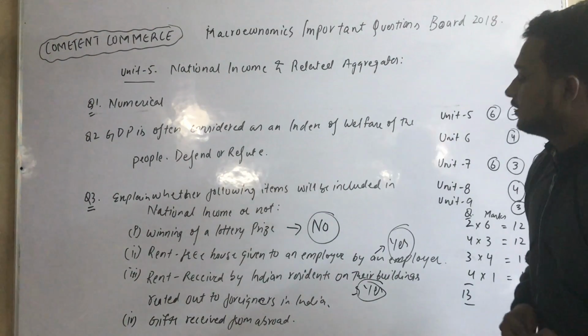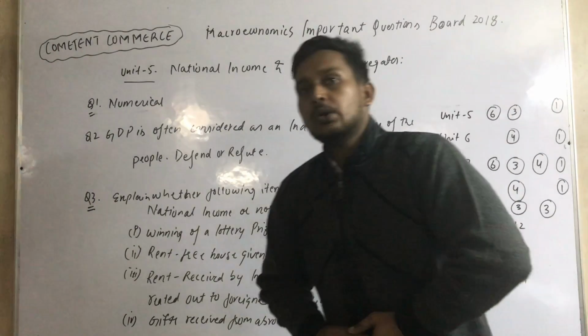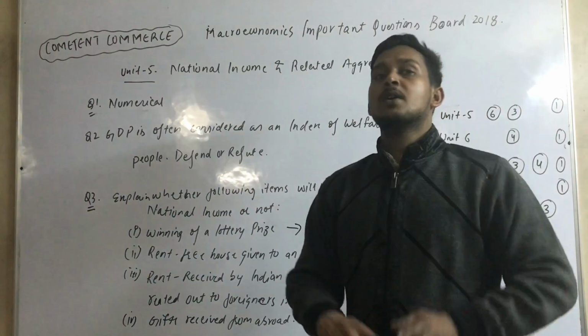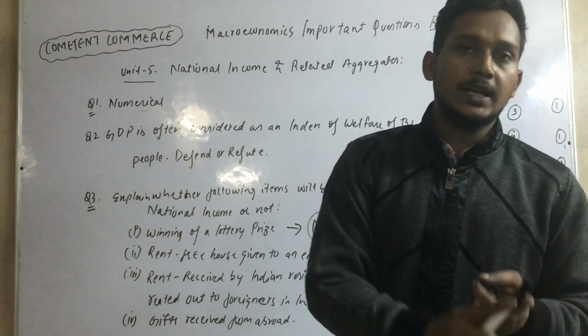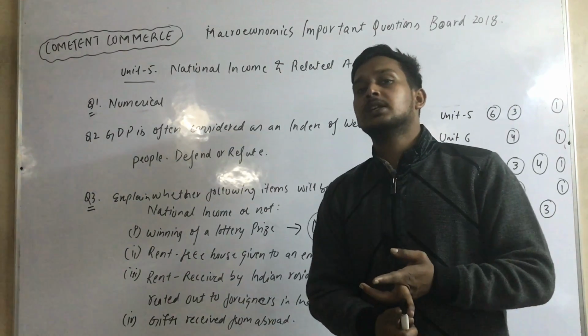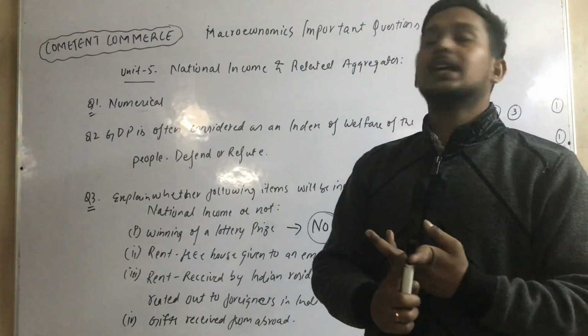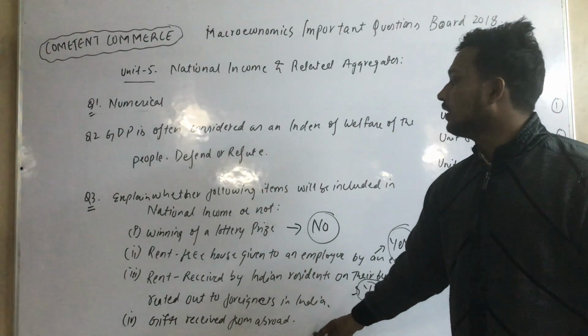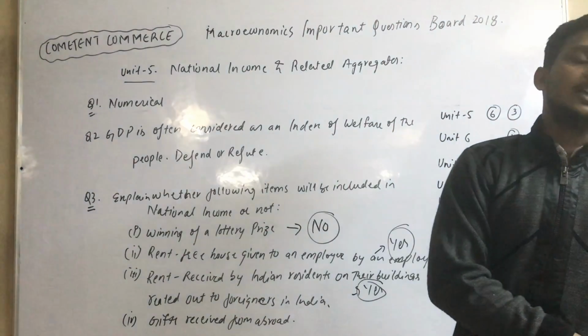Now next is gift received from abroad. Will it be included? No, it will never be included in calculating national income. Why? While calculating national income or domestic income, we don't include transfer income in it. Therefore, gifts received from abroad are not included in calculating national income.